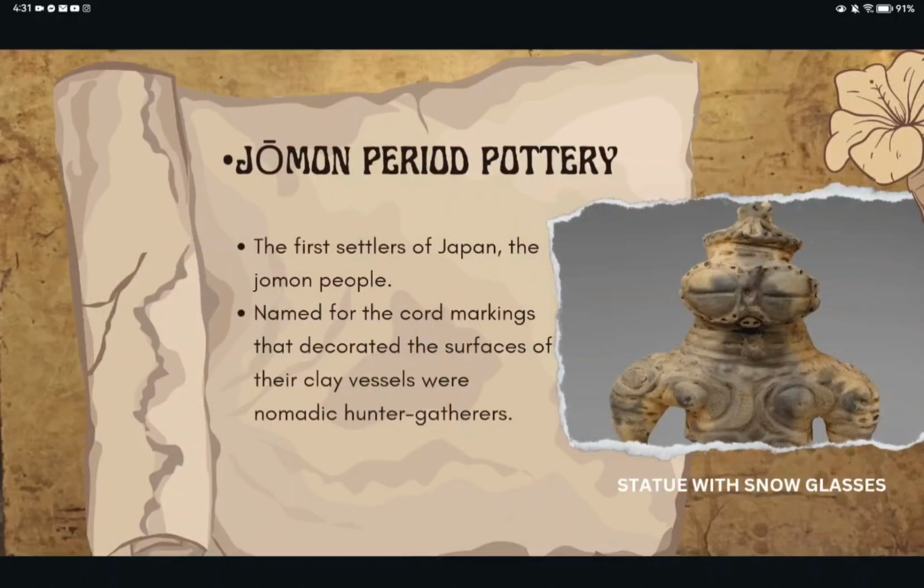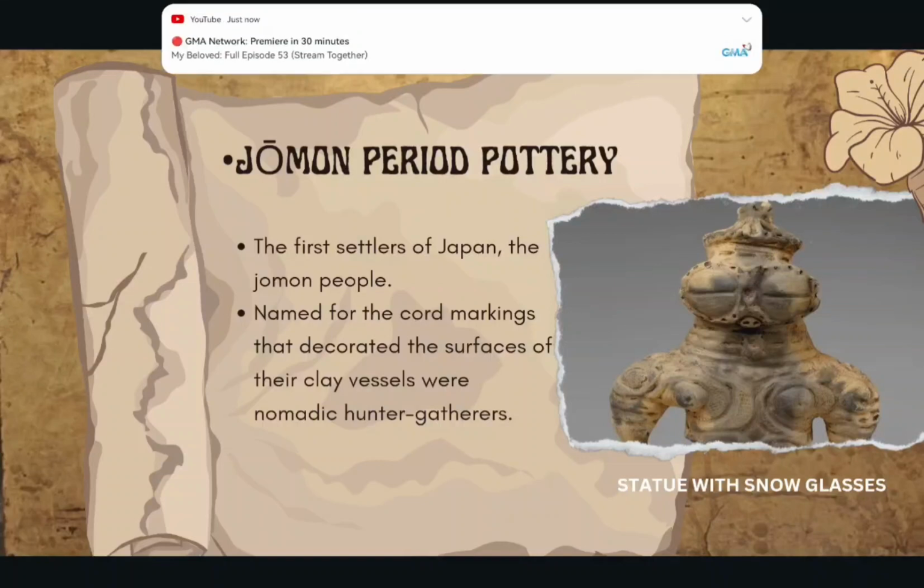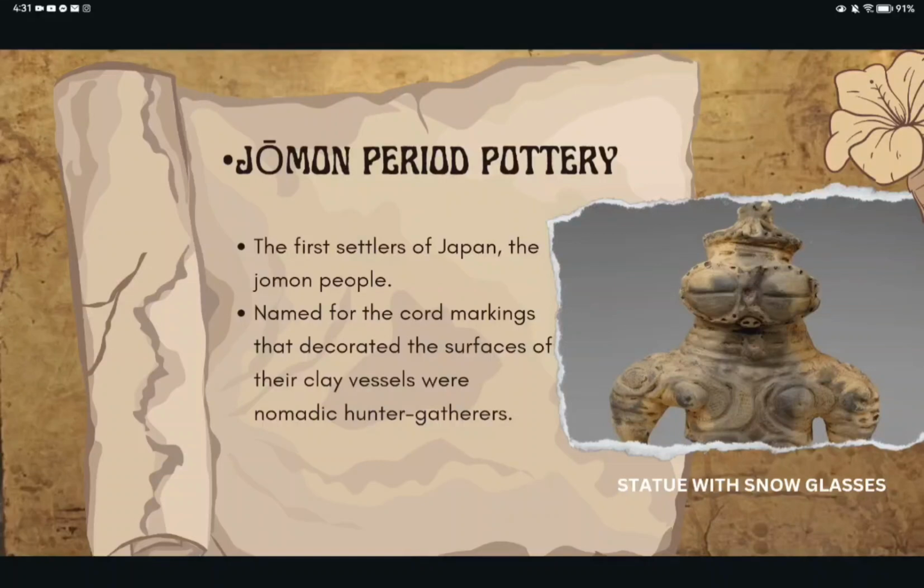Some paintings of the Japanese kaiga is the Jomon period pottery. The first settlers of Japan, the Jomon people, named for the cord marking that decorated the surface of their clay vessels, were nomadic hunter-gatherers. Of Asian earthenware pottery which was made during the Jomon period in Japan. The term Jomon means cord pattern in Japanese, describing the pattern that is pressed into the clay.